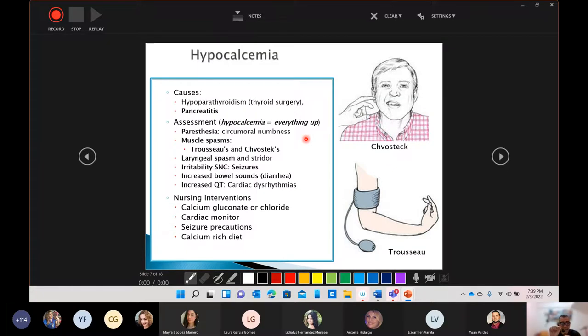I remember that this detail is present in the scenario of the client that just had thyroid surgery, and this tingling in the mouth and the tips of the fingers and toes should make you think that the client is developing hypocalcemia. You can verify that by exploring the Chvostek or the Trousseau sign, and then comes the intervention. The intervention is the administration, by protocol, of calcium gluconate.